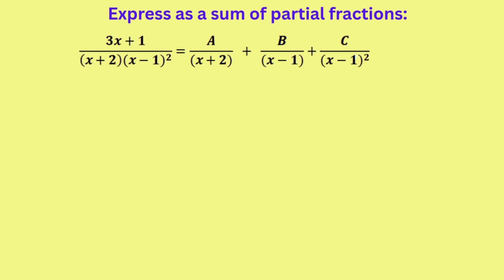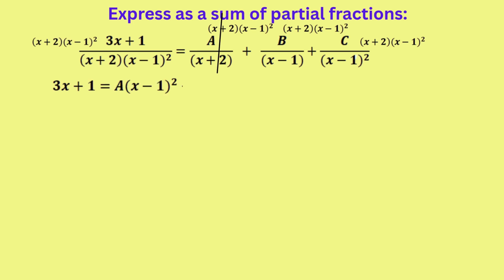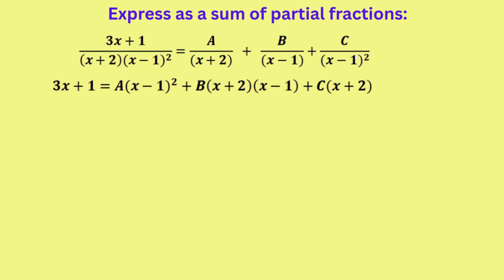As in all the previous examples, we multiply both sides by the denominator here on the left. This will leave us with 3x plus 1 on the left. On the right, we get a times x minus 1 squared, then b times x plus 2 into x minus 1, and then c times x plus 2. Again, we look for x values to substitute into this identity equation that will make the bracket 0.